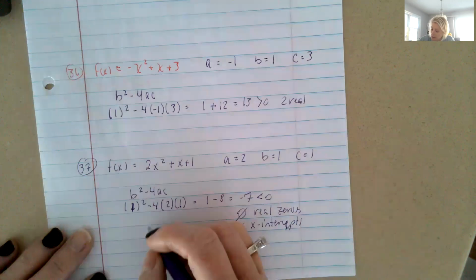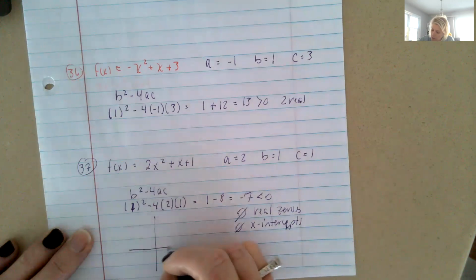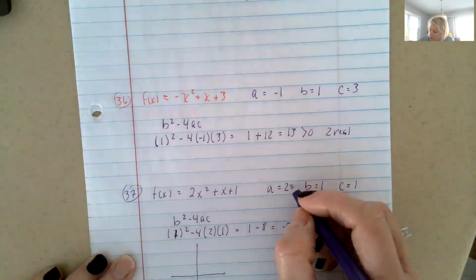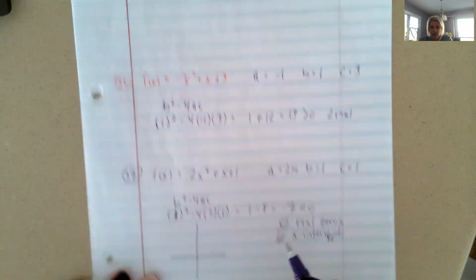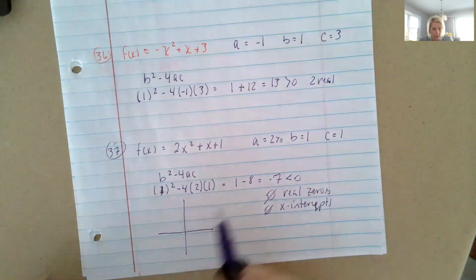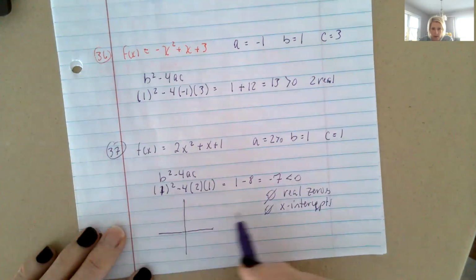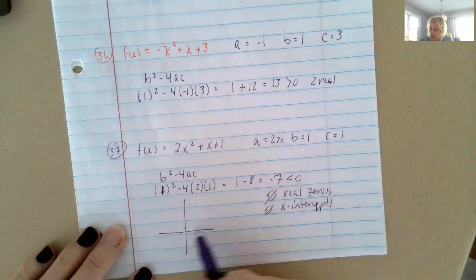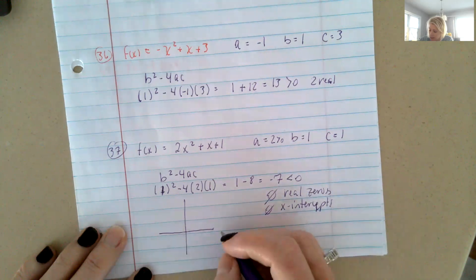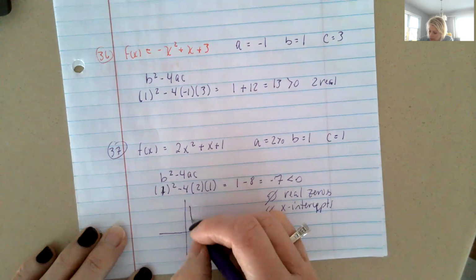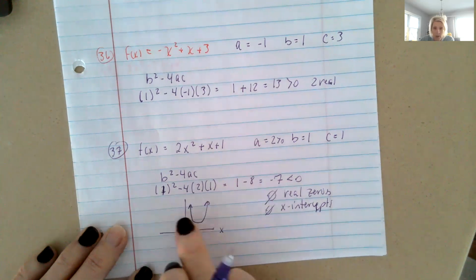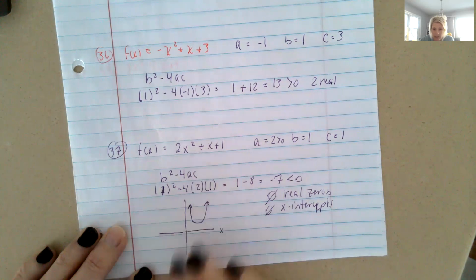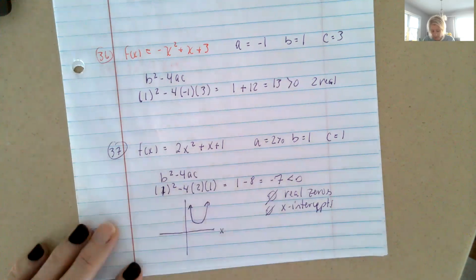Okay, so that means we already know, because a is 2, which is greater than 0, it's face up. And I haven't investigated any more than that, but I know it's face up, and there's no real zero, so it never crosses the x-axis. Okay, so it's going to come down and do something. It might be over here, it might be in here, but I know this is about what it's going to look like. Okay, that's what it tells us.